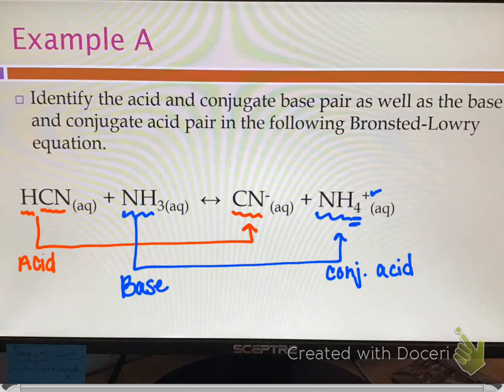And then the flip side to that, the acid, right, gave away the hydrogen, it became CN minus. Well, when this reaction runs in reverse, right, the CN minus is going to accept a hydrogen, thereby acting, by definition, like a base.